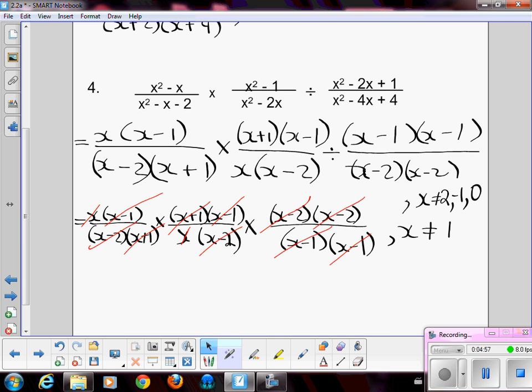So our final answer is 1 with the restriction that x cannot equal 0, plus or minus 1, or 2.